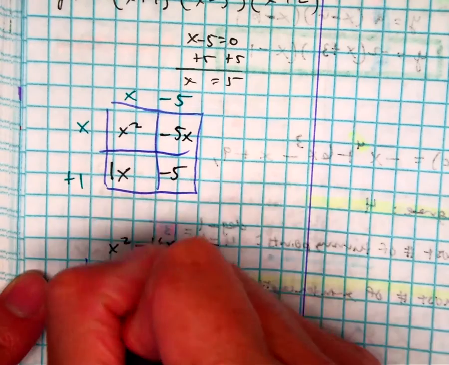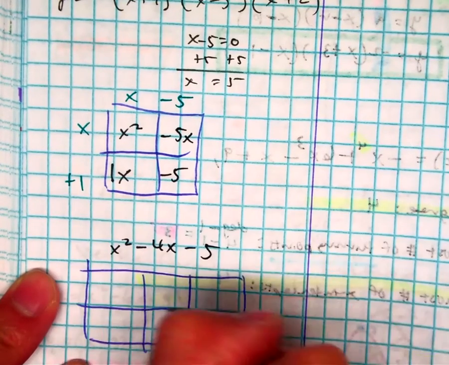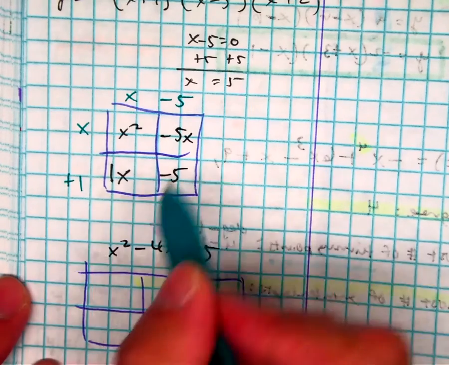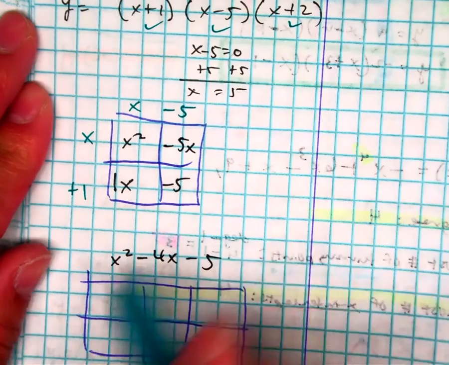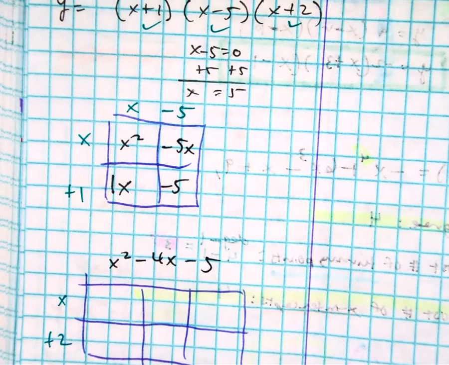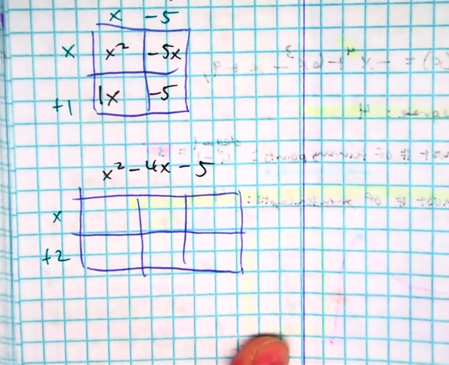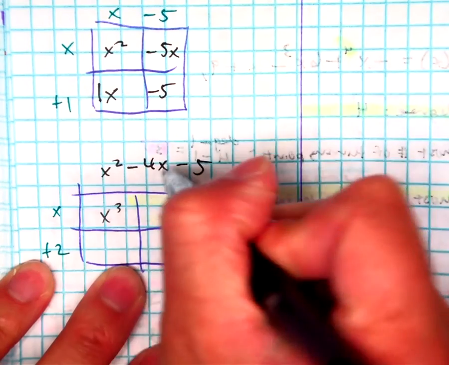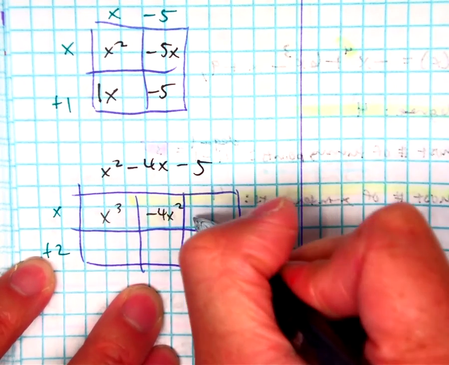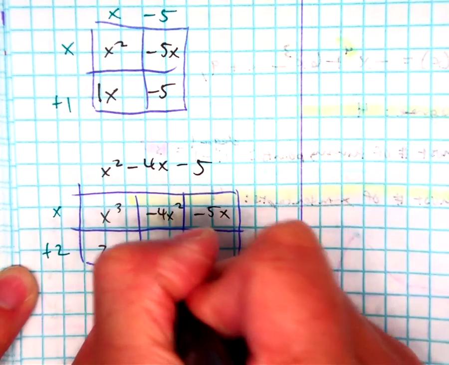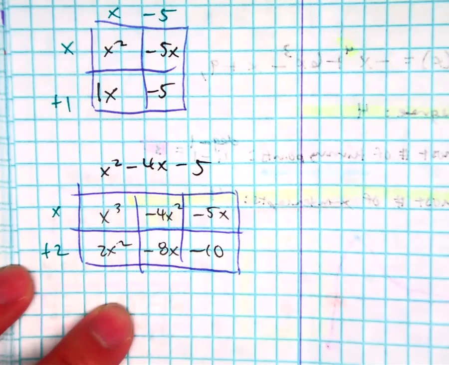And then from here, I'm going to do another box. Again, you can't use FOIL. You would have to do distribution twice. So I did these two terms, so now I'm going to do x plus 2. X times x squared becomes x cubed here, negative 4x squared, negative 5x, 2x squared, negative 8x, and negative 10.